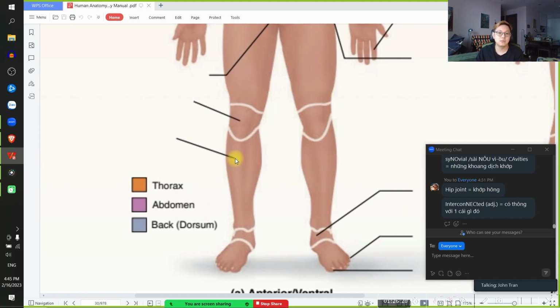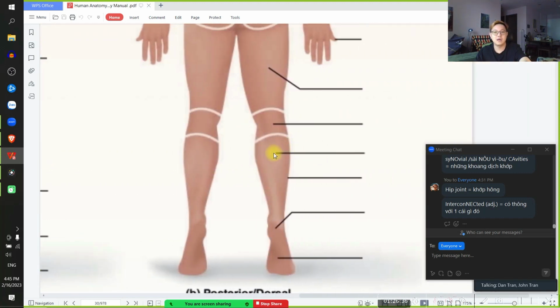This one. Crural. And sural. Yeah, sural. Okay.